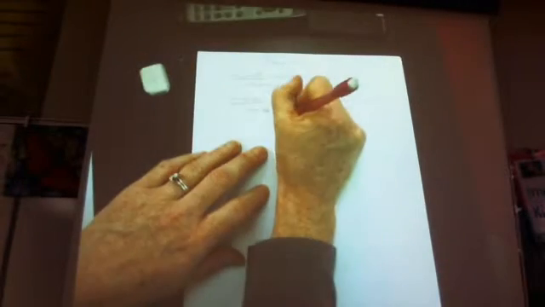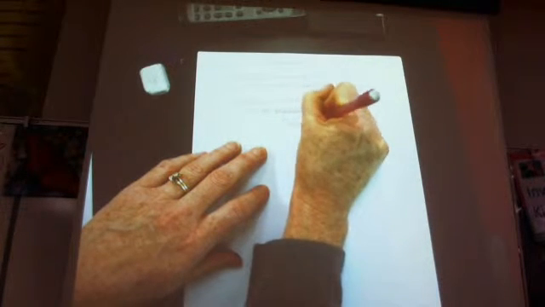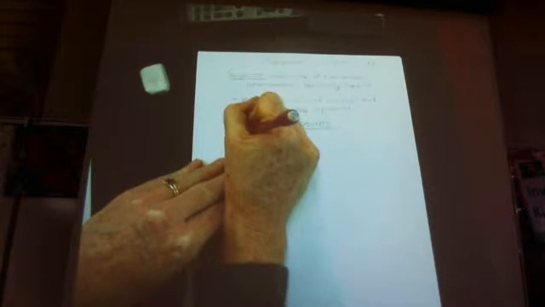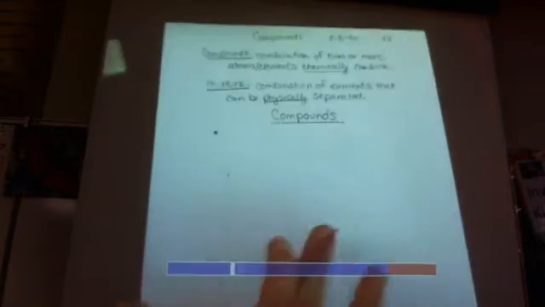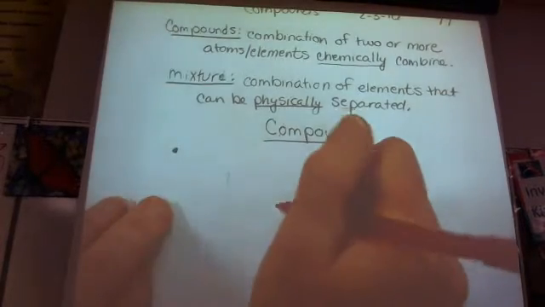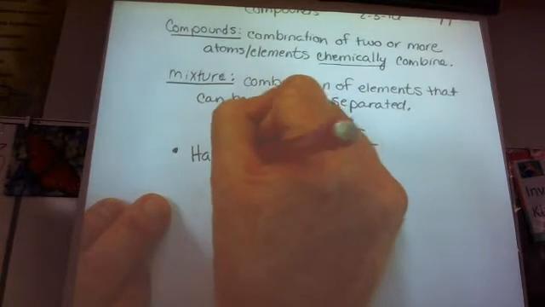So what we're going to do now is put down what are the things that compounds have in common. There's 6 things, and you need to know these 6 things for your quiz. Oh, I'll make that bigger. The first thing is that compounds have fixed ratios.